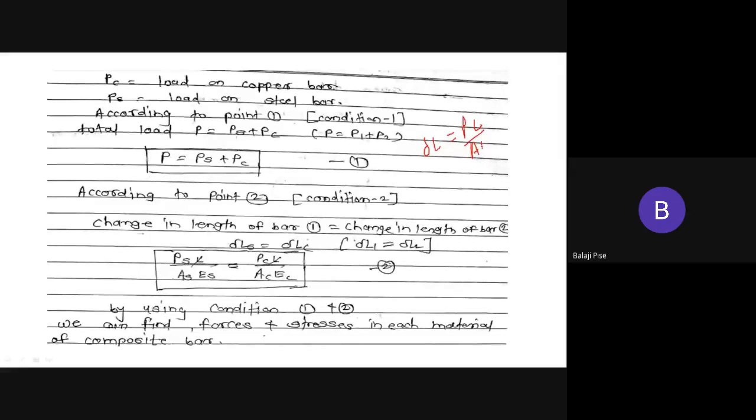What is the formula of delta L? It is P L upon A E. This is the basic formula, correct? We are calculating delta L S, which means the deformation of the steel rod. So here we are putting the value of S. So here we can write P S L S divided by A S divided by E to the base S.